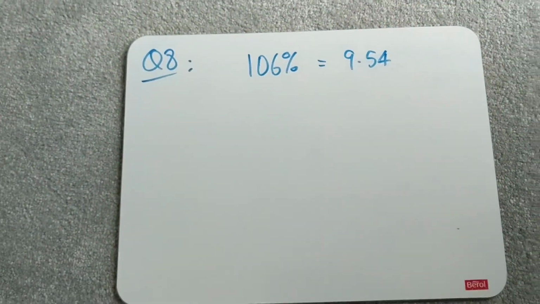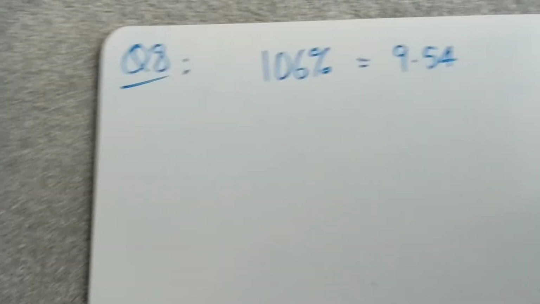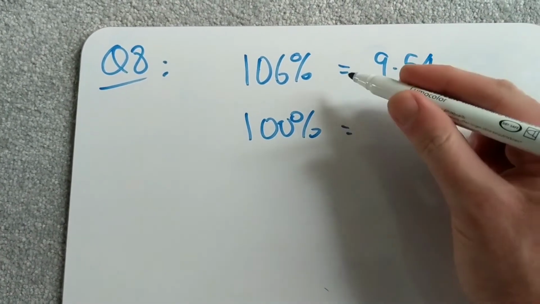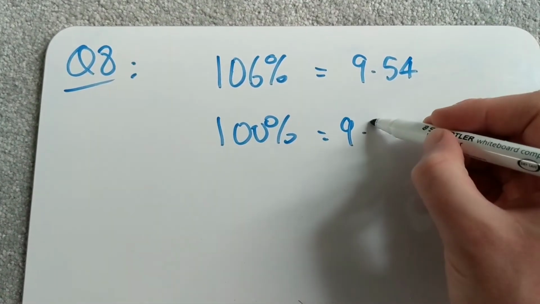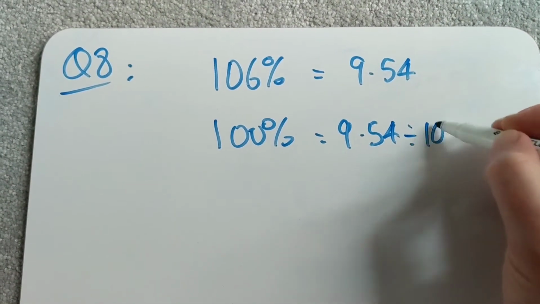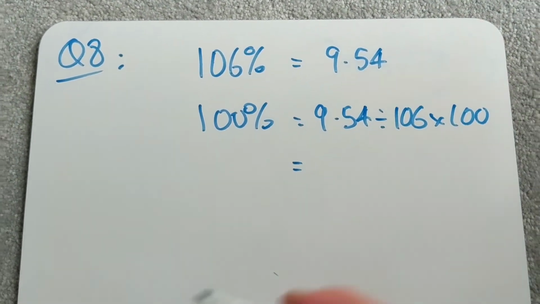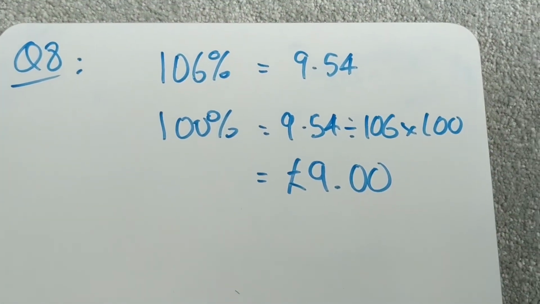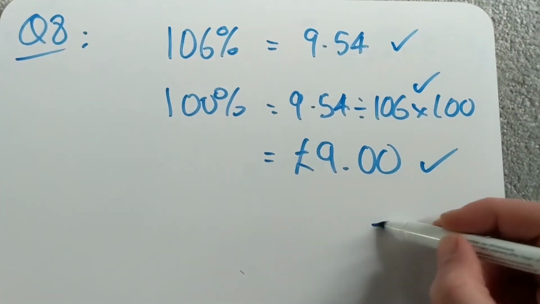So if you have to work out what you got before that, you want to work out what 100% was. So basically, to get 100%, you have to divide your 9.54 by 106 to work out what 1% is, and then times by 100. So 9.54 divide 106 times 100. Do that carefully, and the answer you get is exactly £9. You can put 9.00 if you like. So 1 mark for 106% equals that. 1 mark for your working, 1 mark for your answer. 3 marks.